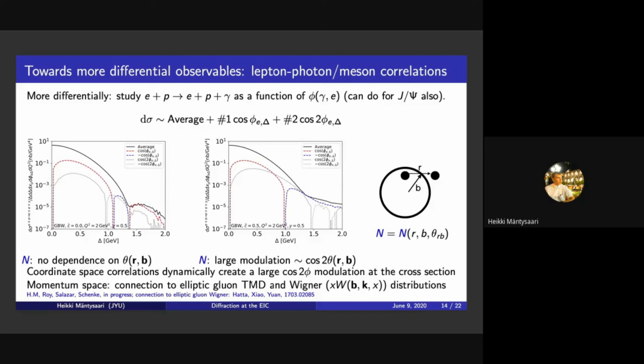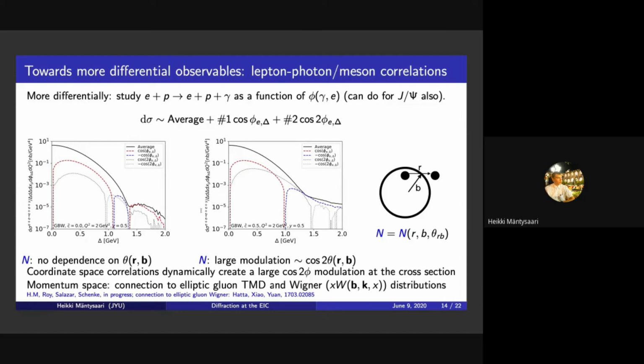The Wigner distribution is the one that depends on both the transverse coordinate and the transverse momentum of the gluon. So in this work, which is currently in progress, we are analyzing how well you can constrain these more differential gluon distributions by looking at the lepton-meson or lepton-photon correlations.